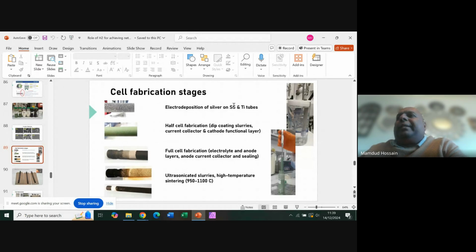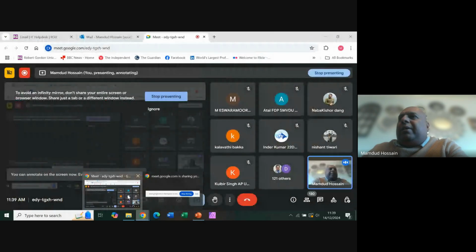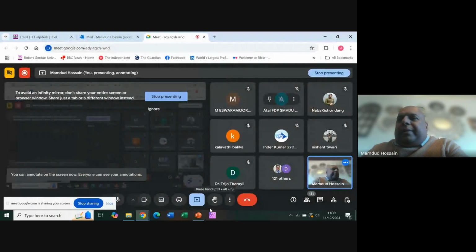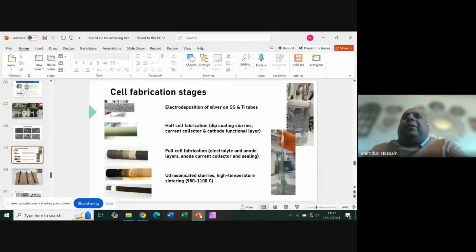We used two different tubes. One is a solid oxide stainless steel, one is a titanium tube. On top of that, we applied a dip coating of different cathode, electrolyte and anode layers on top of each other. We have done it using dip coating.